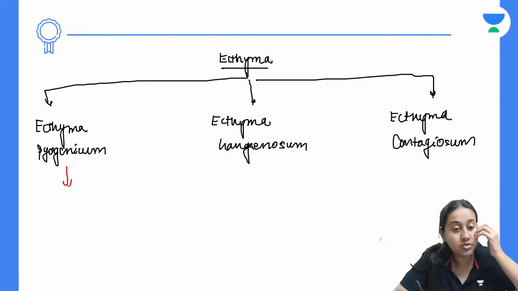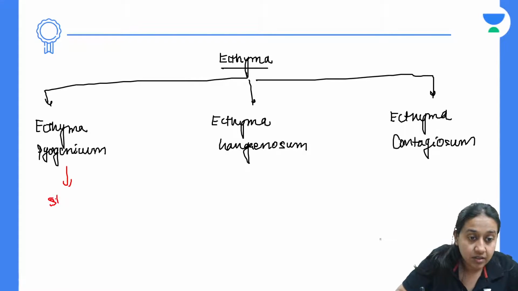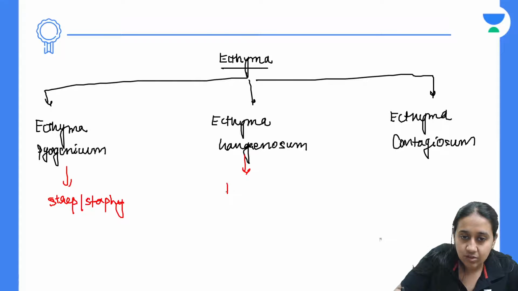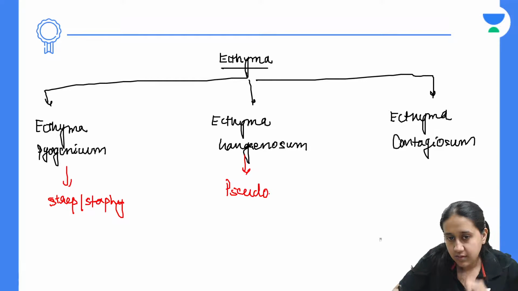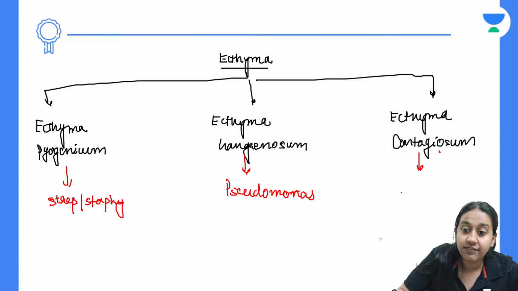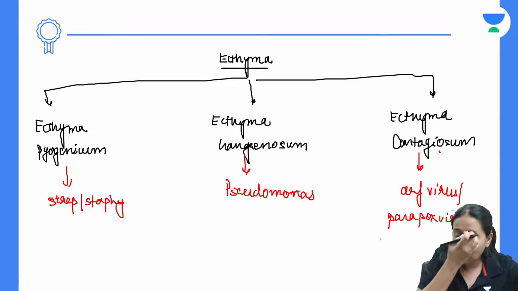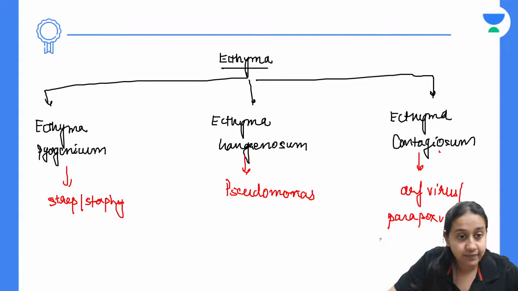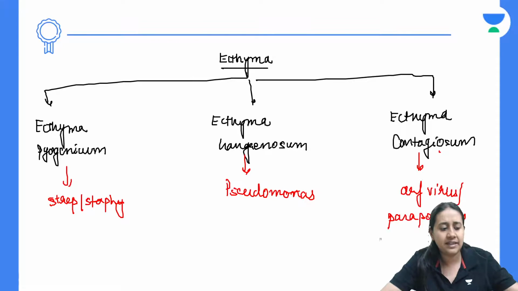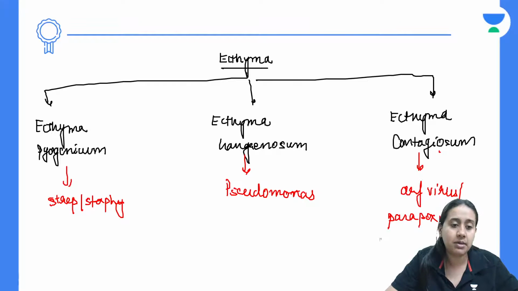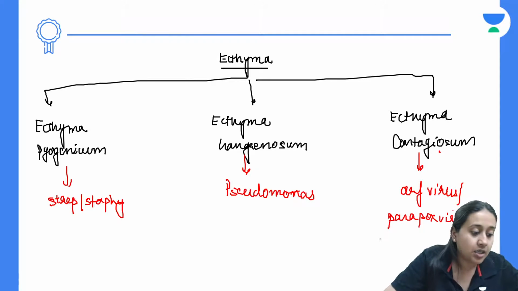Now what about ecthyma pyogenicum? It is the ecthyma secondary to Streptococcus or Staphylococcus. Gangrenosum was secondary to Pseudomonas, while ecthyma contagiosum is a viral infection secondary to Orf virus or a parapox virus. It is an Orf infection or a parapox viral infection. I hope this point is clear and nobody has any confusion with that. So just remember 3 places where you can get this word ecthyma. Ecthyma pyogenicum, ecthyma gangrenosum and ecthyma contagiosum.